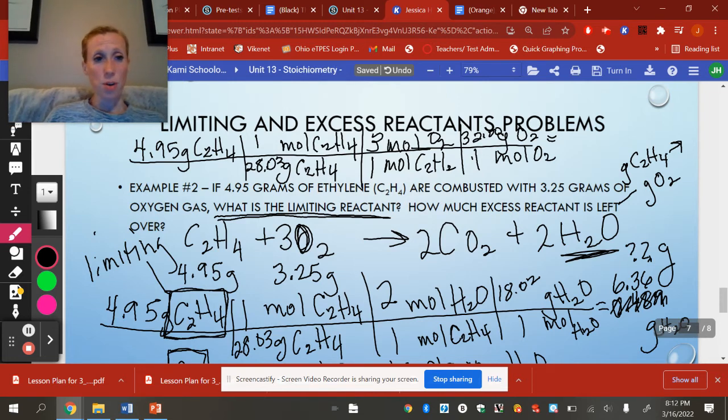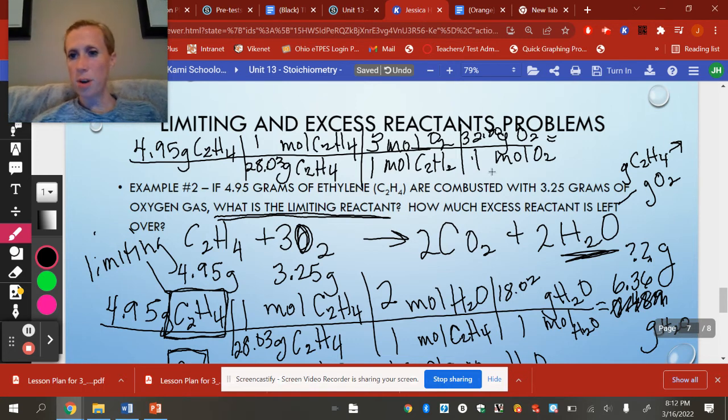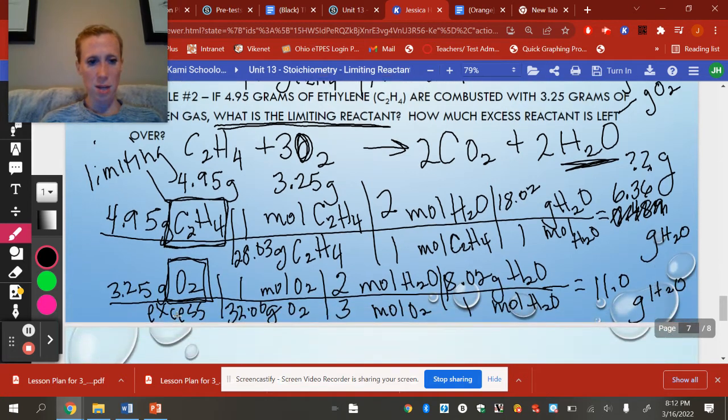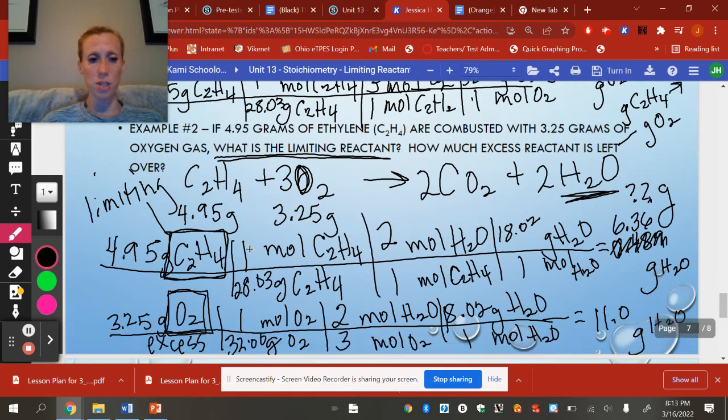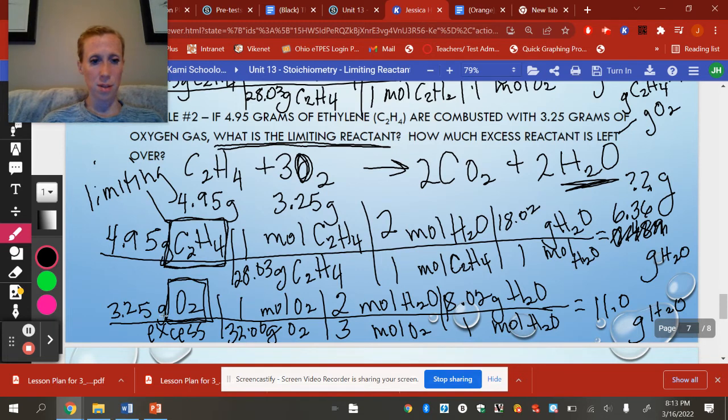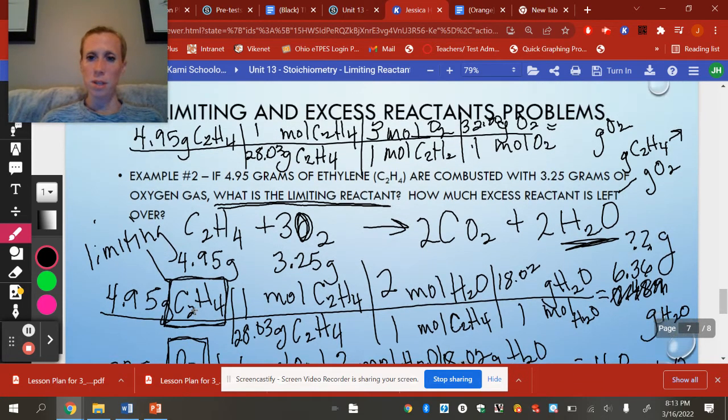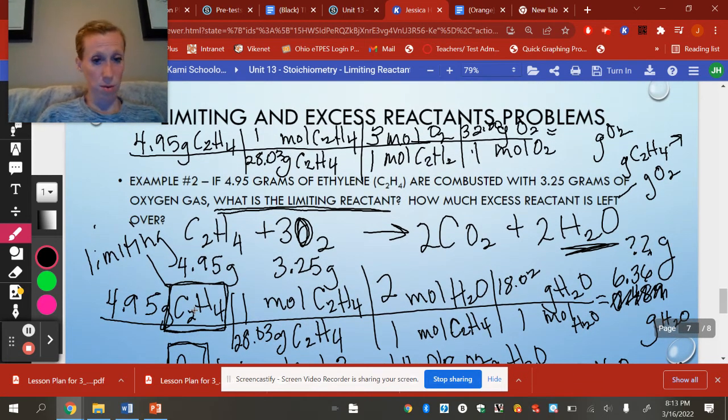Now, a way for you to know whether you did this problem right or not is if you get an answer of grams of oxygen here, and it is bigger than 3.25, you did something wrong. It's actually pretty foolproof. If you get the answer to this bridge and it is bigger than 3.25, the amount of oxygen you have to begin with, that you know you're not going to use up all of, you did something wrong. So it's a way to check to see if you actually did things right.